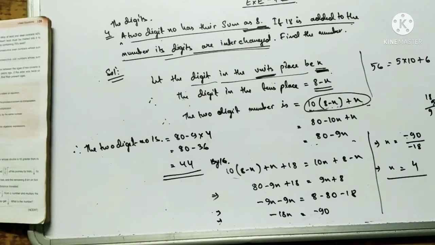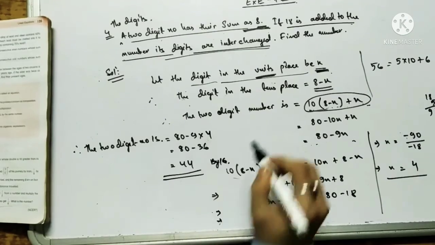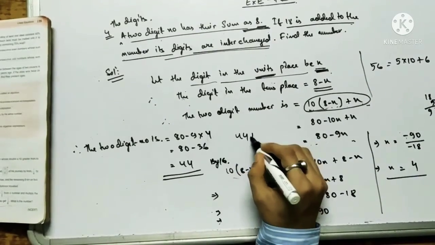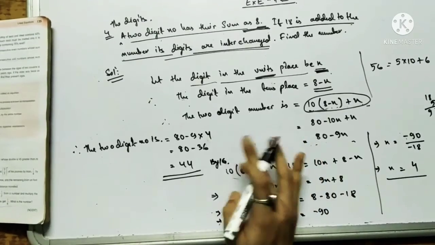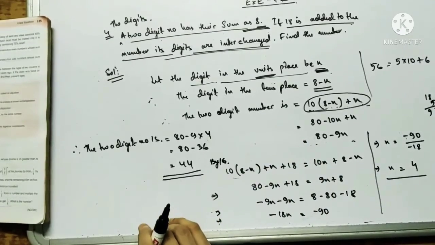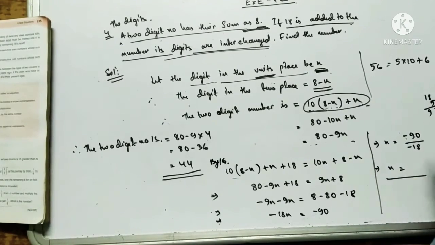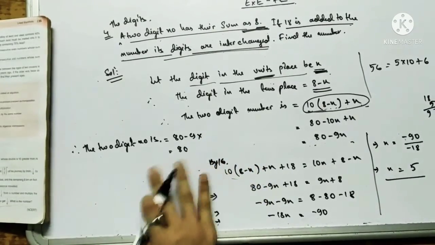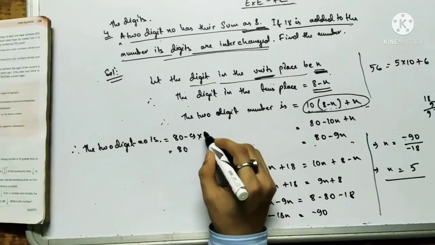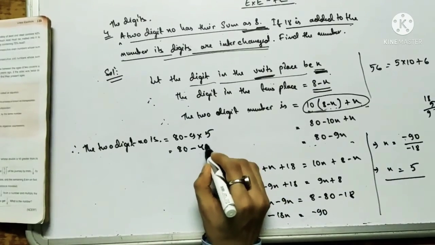This will be the wrong answer, because if you take the two-digit number 44 and add 18 to it, its digits are not interchanged. Understand? So 44 here is the wrong answer. What mistake have I made? Oh, sorry, 90 divided by 18 is 5. Not 4, 5. So this is 9 into 5, 45.